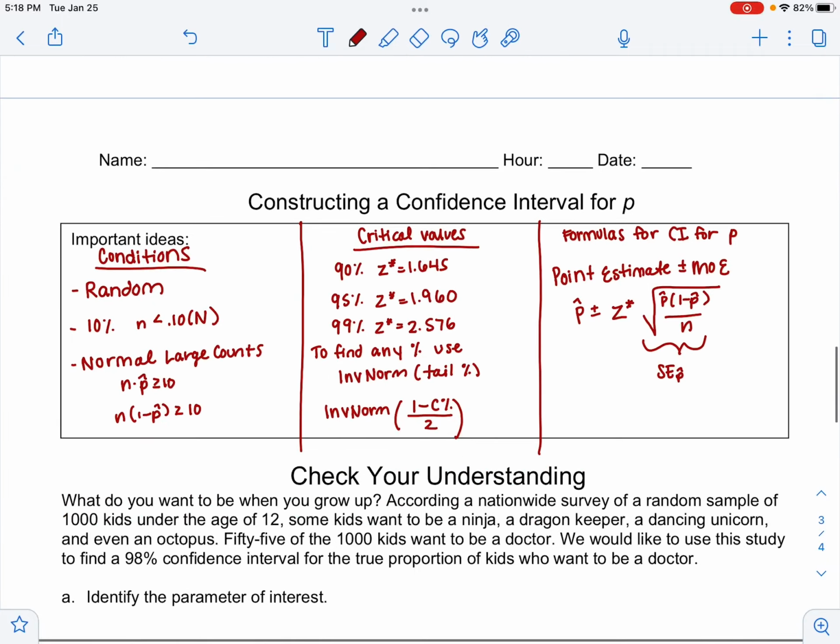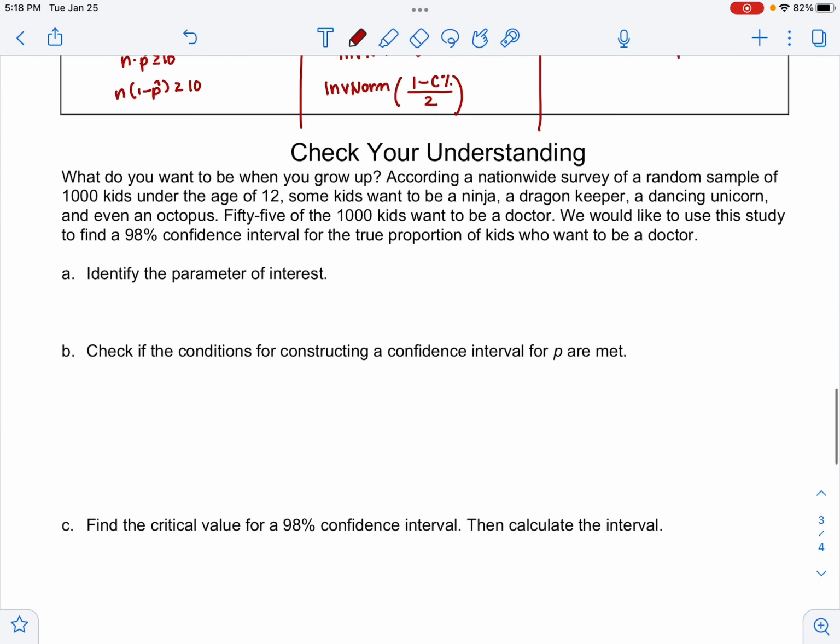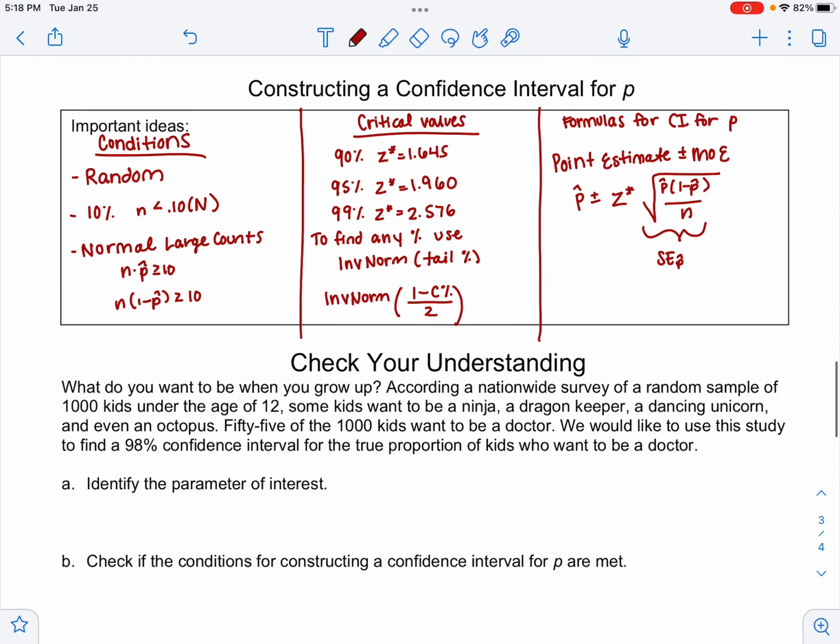So go ahead and wrap up today by doing the check your understanding. Make sure that you've got this down and note down any questions that you might have for me when we see each other again.